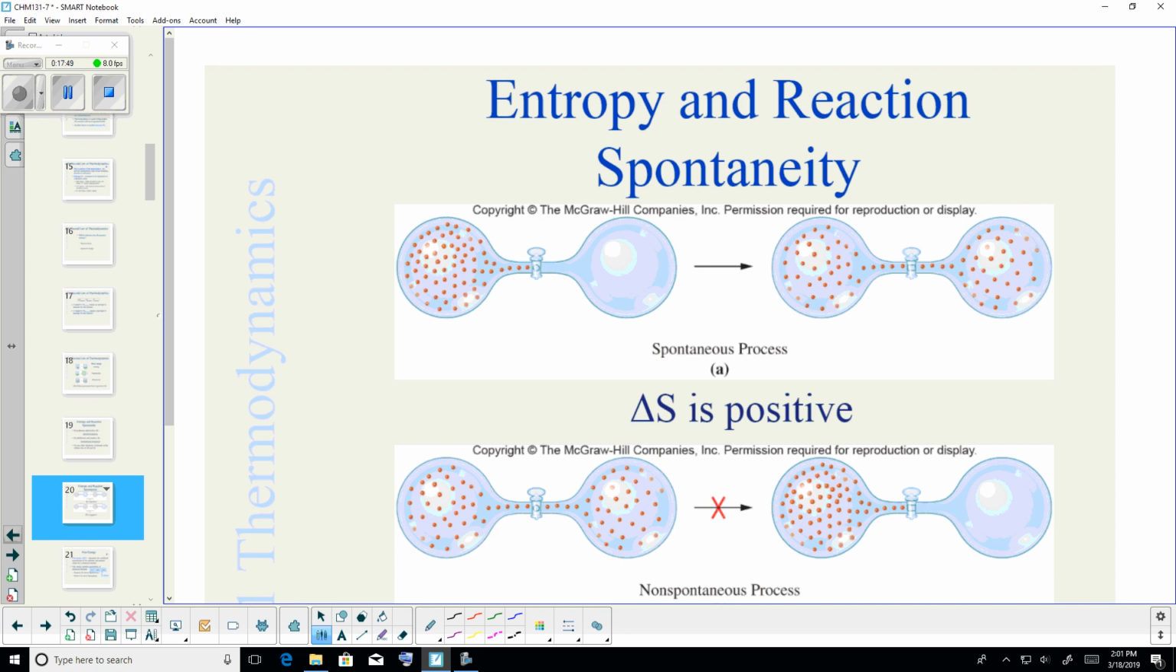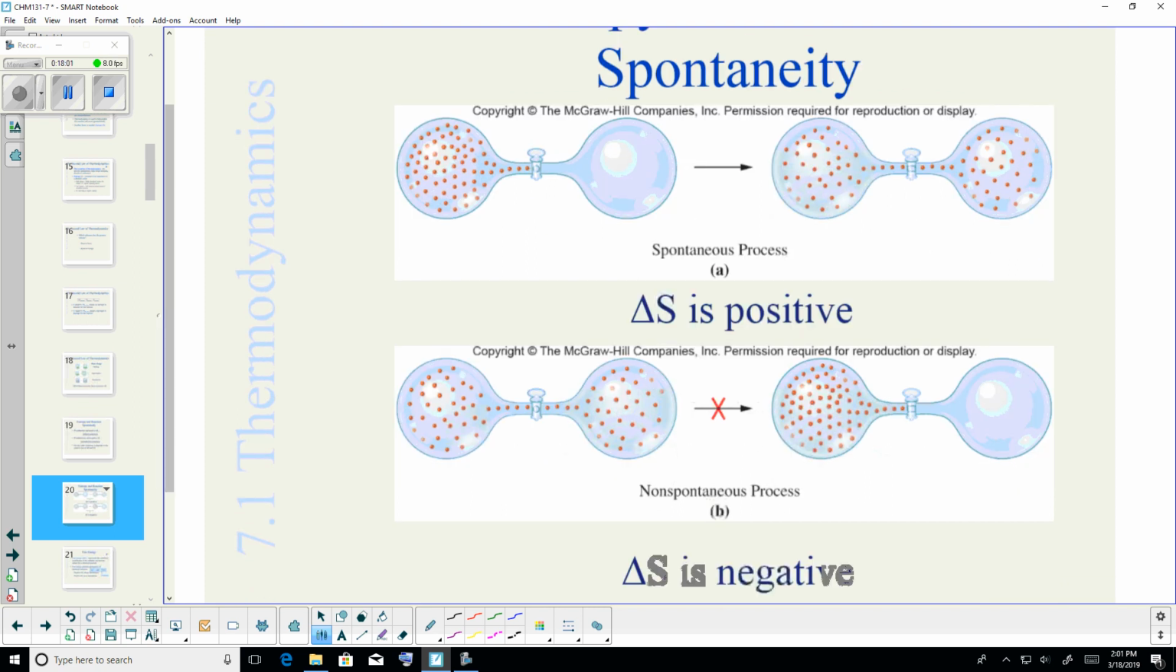So here we have this bulb where we have all the gas on one side. We open this stopcock and it diffuses to the other side. That's a spontaneous process. To get it from both sides to one side, that doesn't really occur easily. That's a non-spontaneous process.